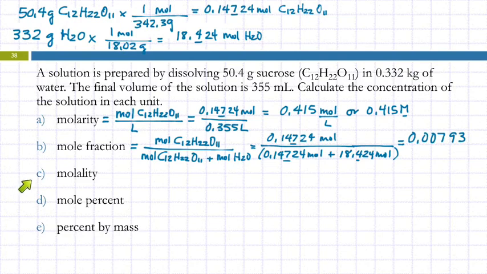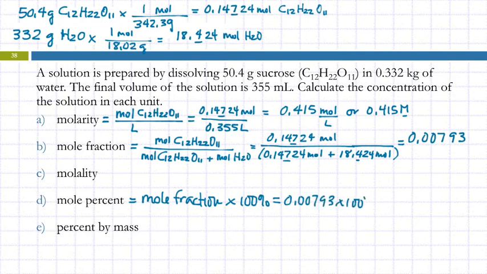Let's skip C and go to D, because that's just so easy from where we are. What's the mole percent? It's the mole fraction times 100. So that's going to be 0.00793 times 100%, which equals 0.793%.